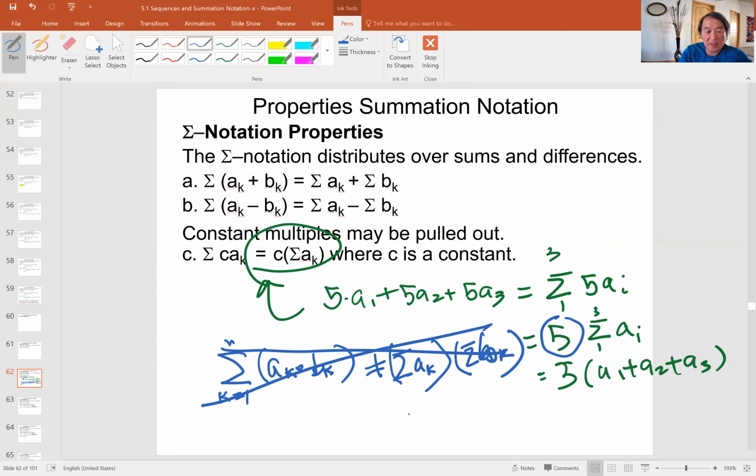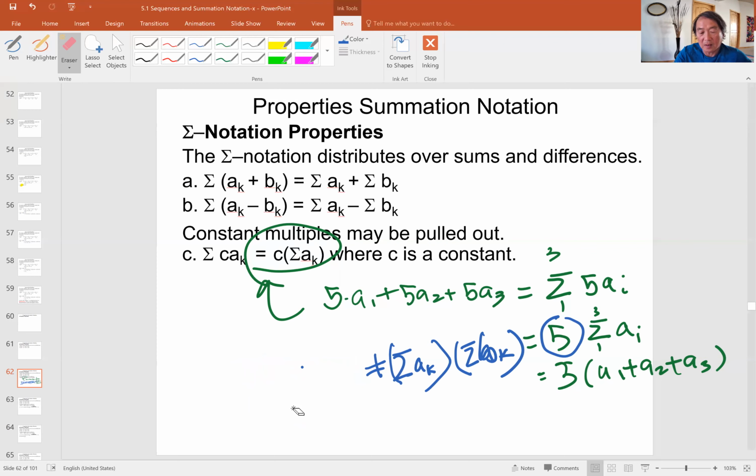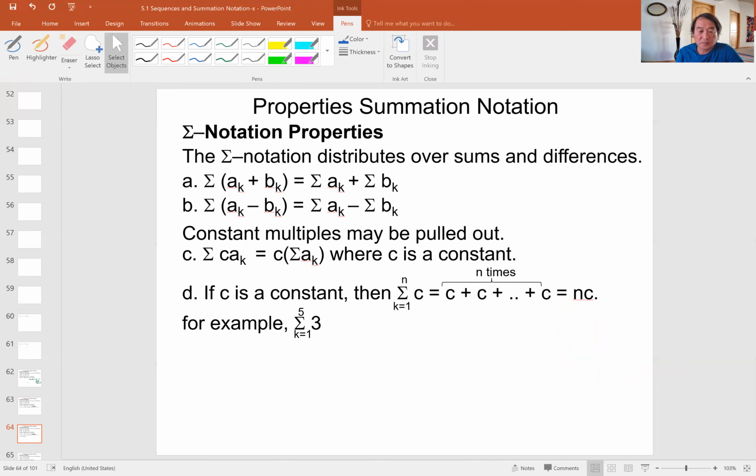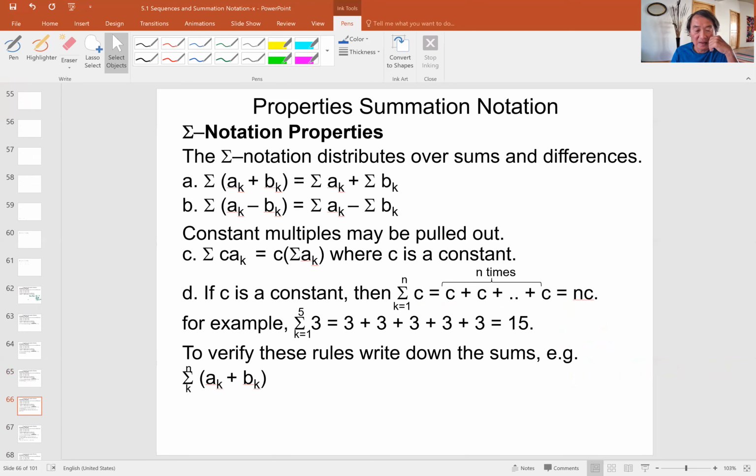In general sequences, you may not break up the sum of multiplications of sequences. But then what does this mean? If there's no k in the formula, it's a constant, that means you have the same number every time. So here you're adding up 5 threes, which is 15.